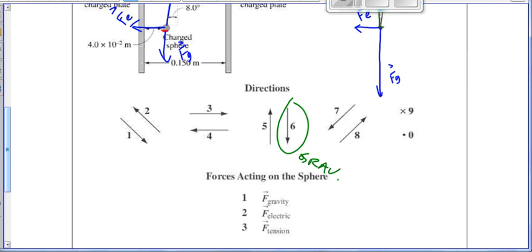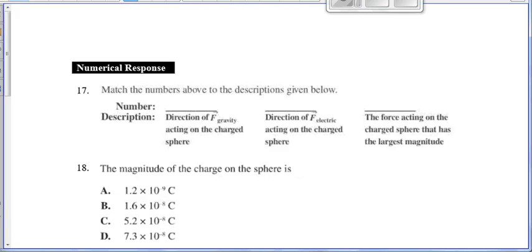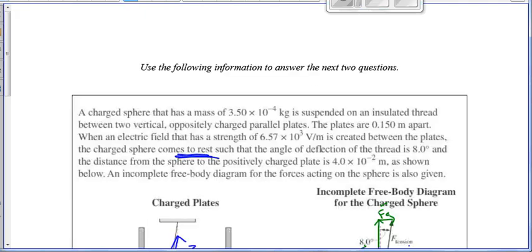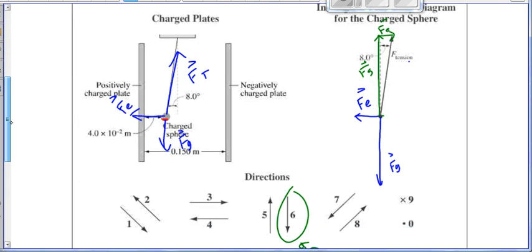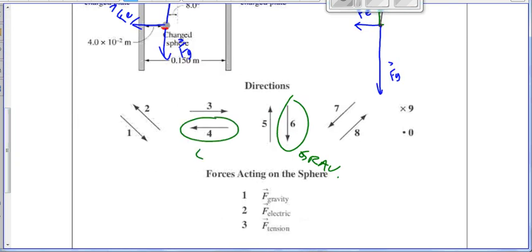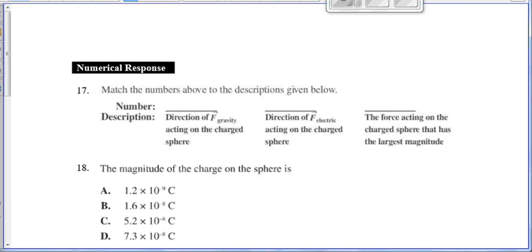They're asking me for the direction of the electric force. Well, we know that's going to be to the left because we already have that drawn to the left. So that's going to be the electric force. And we're looking for the force acting on the charged sphere that has the largest magnitude. Oh, that's a good one.